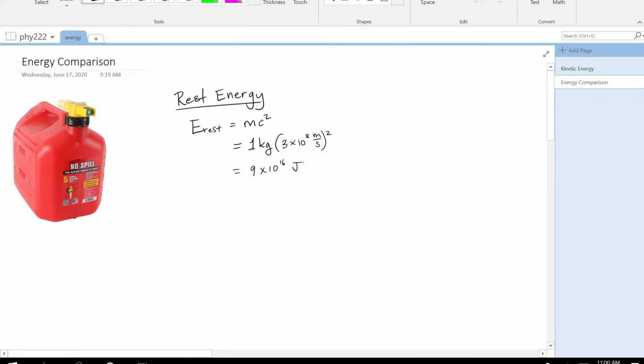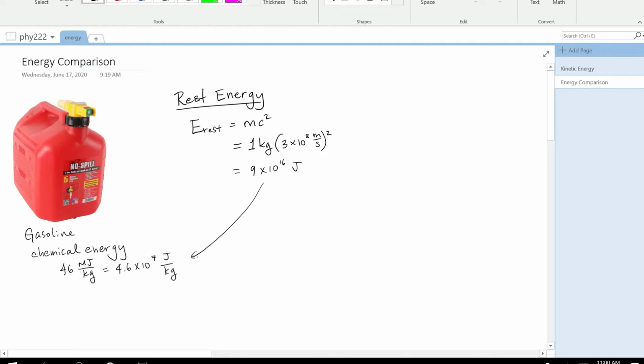If I think about something like gasoline, gasoline has an energy that, if we were to combust the gasoline, just burn it by oxidizing it, the energy that we would get from that is what we would call chemical energy. And for gasoline, that's 46 megajoules per kilogram. Or I could rewrite that as 4.6 times 10 to the 7 joules per kilogram.